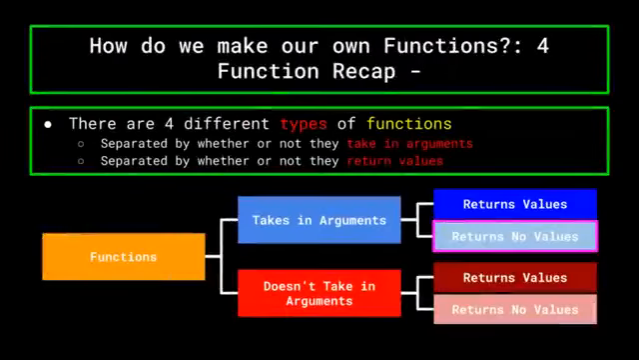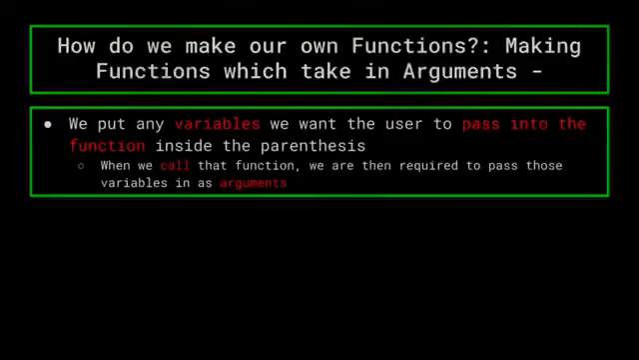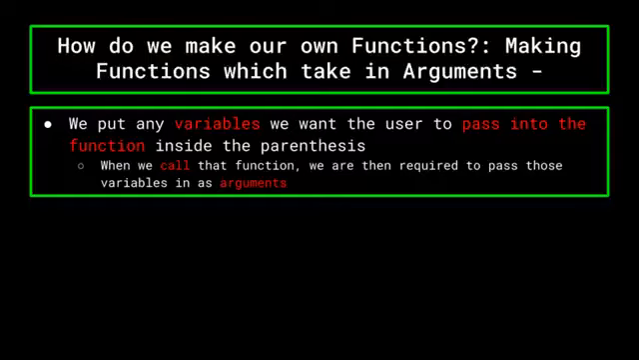Moving on to the next type of function, creating a void function that takes in arguments. Now this process is going to seem very similar to the previous, except for one small adjustment. Remember the parentheses that I mentioned earlier? Well, we put any variables we want the user to pass into the function into these parentheses, and then when we call that specific function, it will be required to have those variables passed into it.